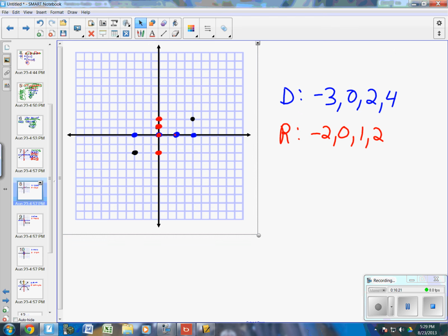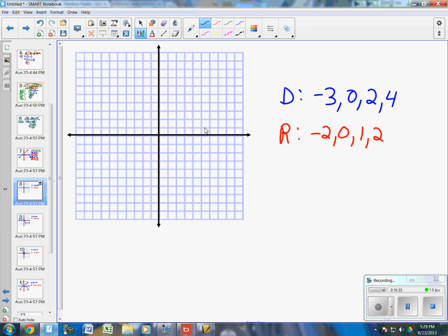Okay, the next one over, number 2. Notice on this one, I'm going to have to erase this and redo it again. But notice that my points were at (-3, -2), which is right here, then (0, 1), (2, 0), and (4, 2).